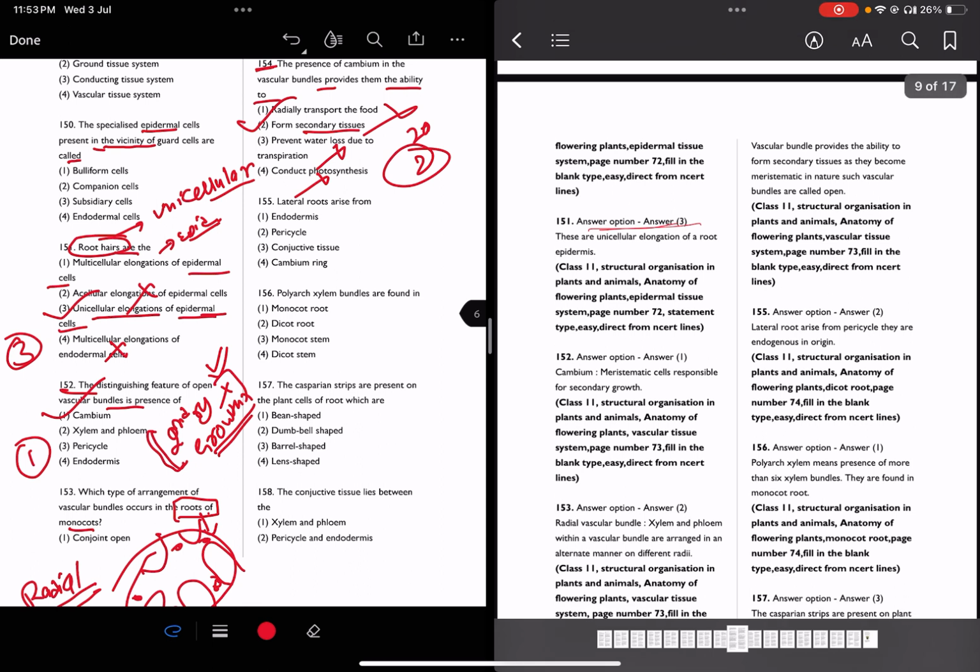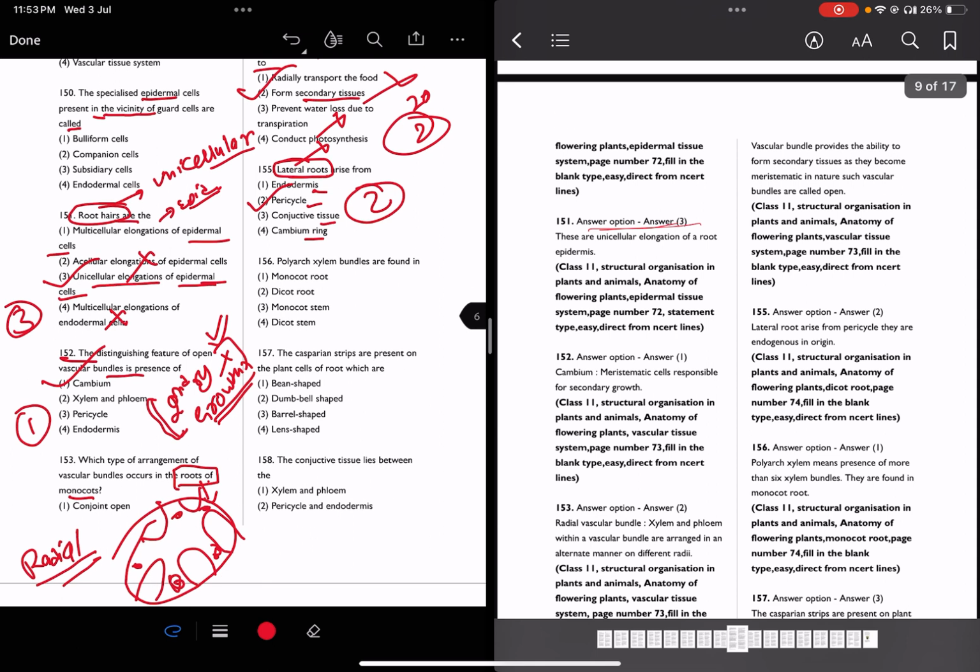Next question, now 155. Lateral roots arise from... lateral root: endodermis, pericycle, conjunctive tissue, cambium tissue. Whenever we talk about lateral roots, they arise from the pericycle. So this is a direct question from the NCERT. So option 2 is the answer. Lateral roots arise from the pericycle and are endogenous in origin.